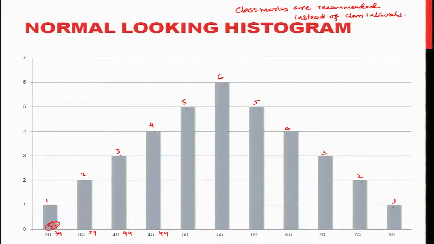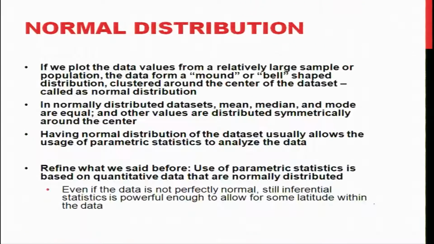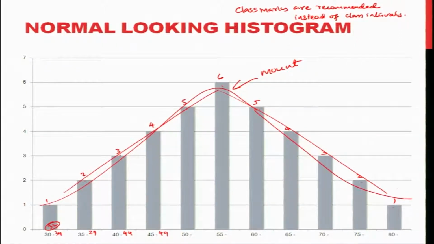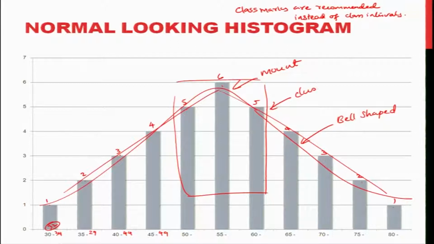When you plot a histogram like this, because this is a unique set of data, it looks very nice. But if you plot the data values from a relatively large sample or population, the data forms a mound, or a bell-shaped curve or bell-shaped distribution, clustered around the center of the data set, which is called a normal distribution. This is the mound we are talking about, this is the bell shape, and this is the cluster around the center.